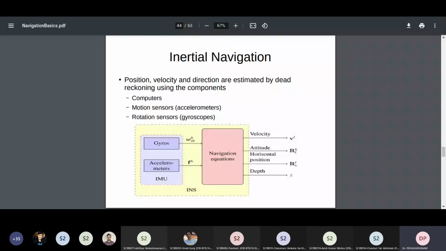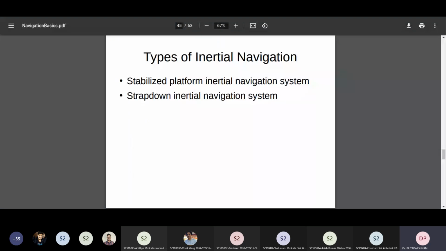Let us look at the two main kinds of inertial navigation: something called a stabilized platform system, and then the strap down system. The name indicates stabilized platform in the sense that the sensors are placed on a platform which is stable in spite of the movement of the vehicle. In the case of the strap down system, the inertial sensors are mounted onto the body of the system itself. So let us look at a schematic figure.